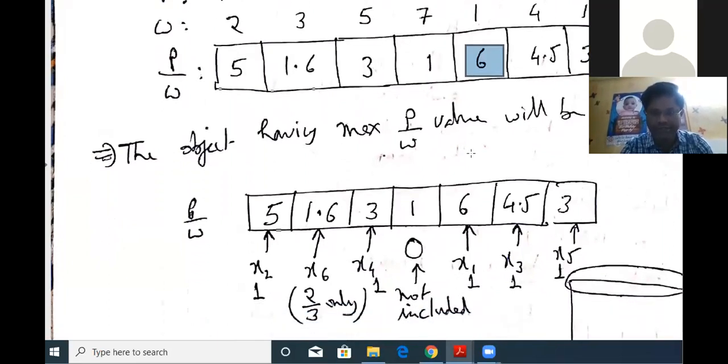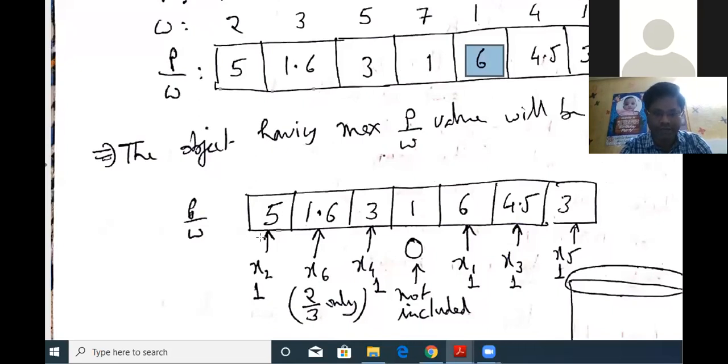Now our next choice will be the next maximum profit to weight ratio. Here in the list the remaining items are 5, 1.6, 3, 1, 4.5 and 3, and out of the remaining items the maximum profit to weight ratio is 5. So the next item to be picked is this one.